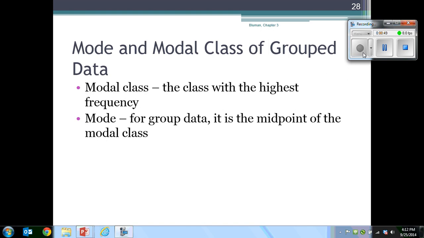The mode for grouped data would be the midpoint of the modal class. Obviously, if the modal class has appeared the most, and we need just one number from that range of numbers, we just take the midpoint.